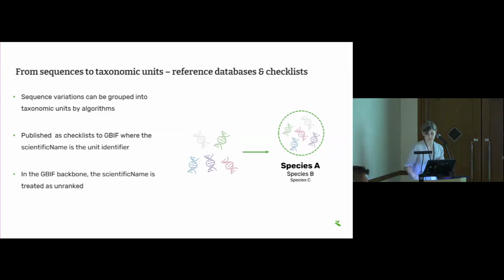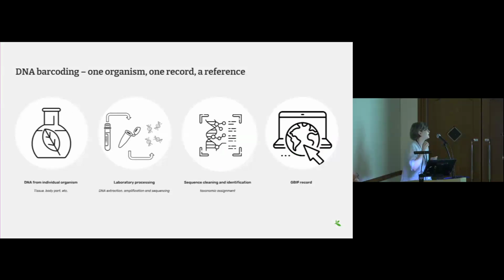So in DNA barcoding, as I said, it's one organism, one record, one reference. You take DNA, you process it in the lab, you clean it, and then you have a record. I'm going to talk about this in a GBIF context, that's why I say GBIF record, but it could be anywhere.